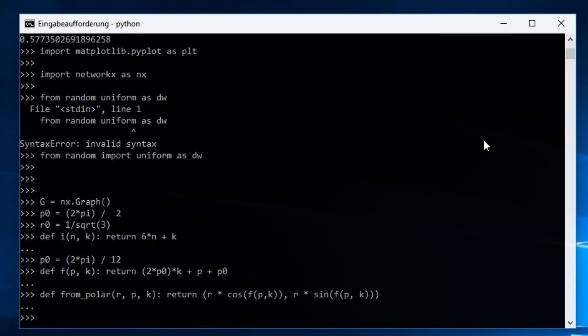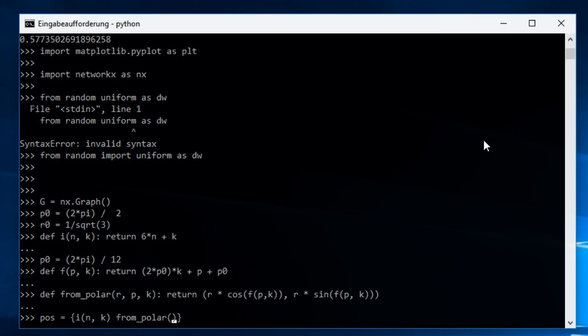Okay. And now we're going to make the positions. So the positions are going to be a dictionary, pos for positions. The dictionary is one where on the left hand side we have an index. So this is going to be I, N, K, and I will range over all, like I do a for loop over all N and K. And now the coordinates, which are from polar.